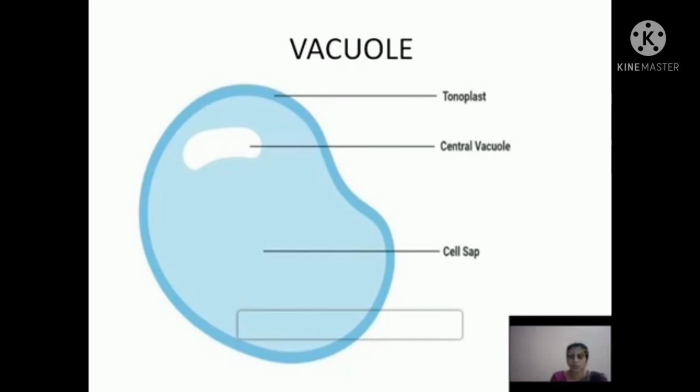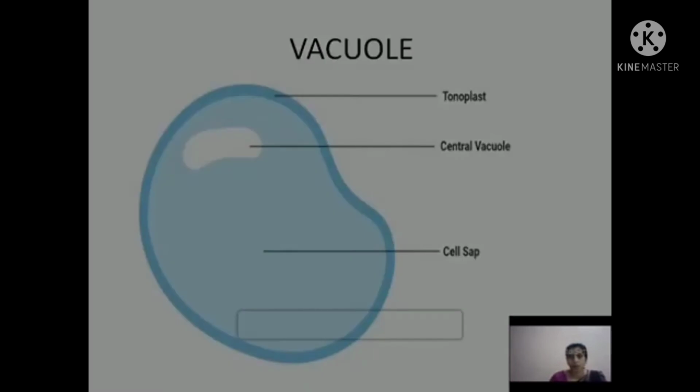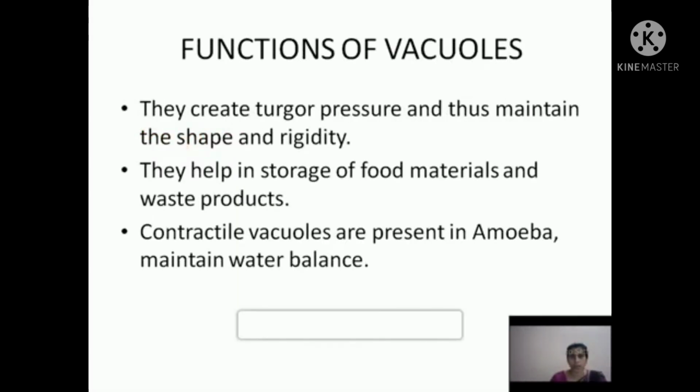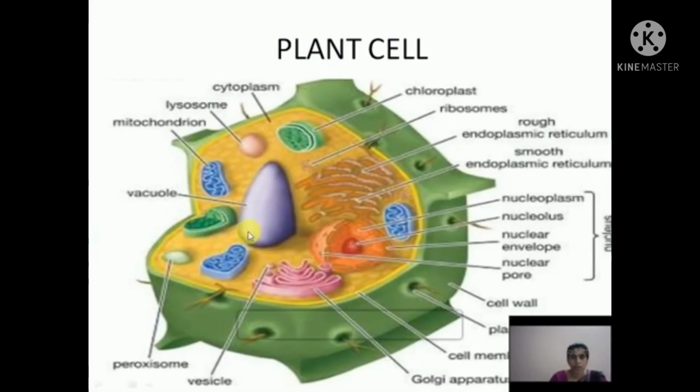And in the case of a plant cell, these vacuoles are central in position. In the plant cell, this vacuole is central, and the nucleus and other cell organelles are pushed towards the boundary of the cell. But in the case of an animal cell, the nucleus is in the center of the cell.